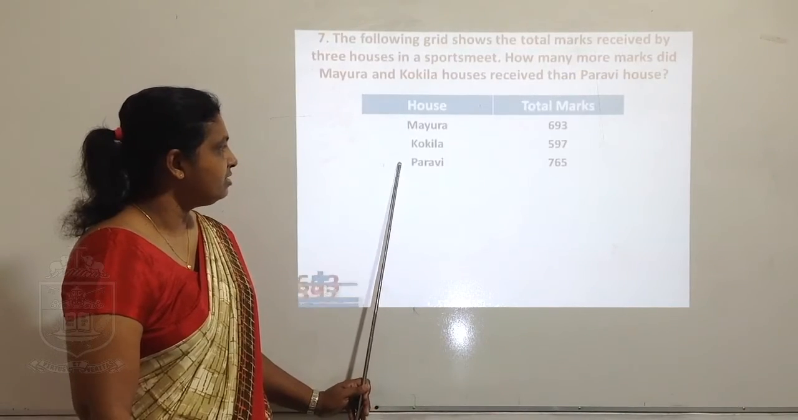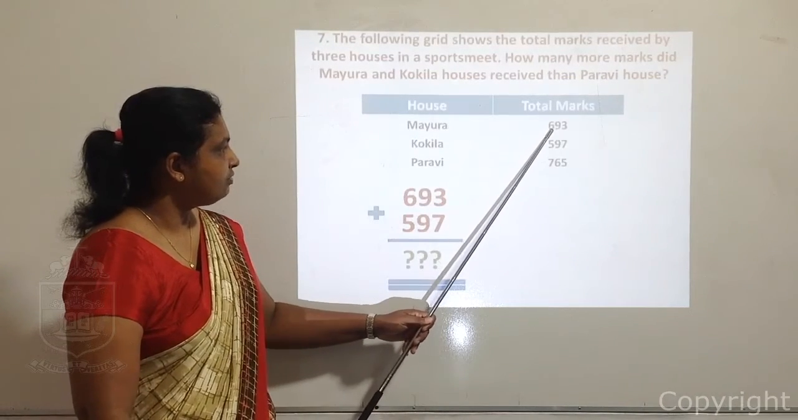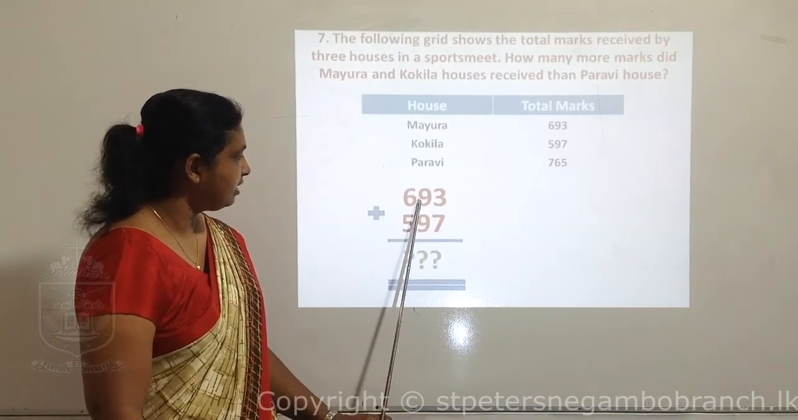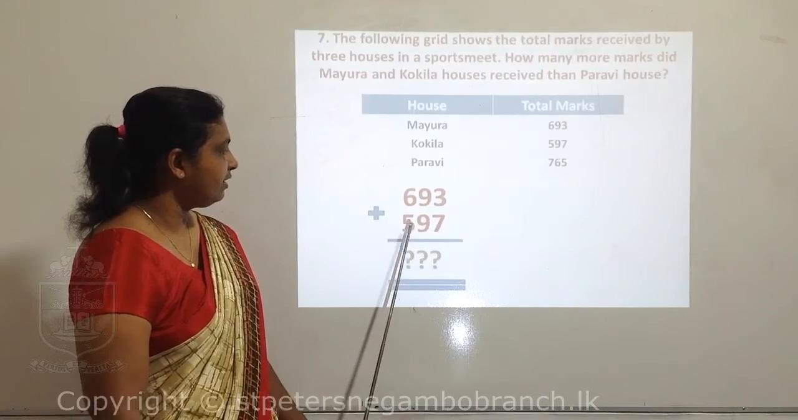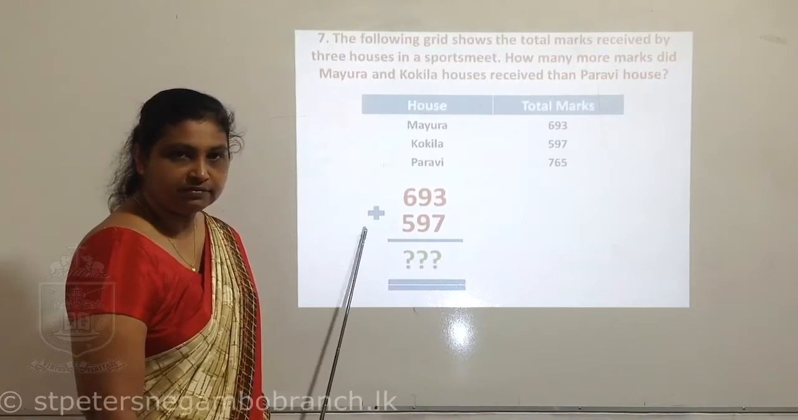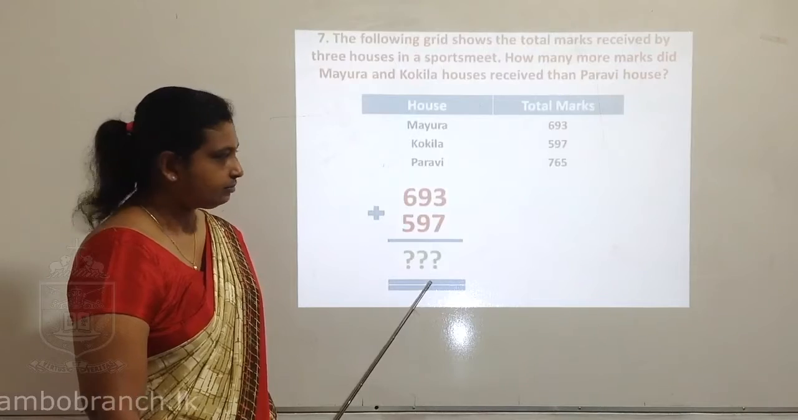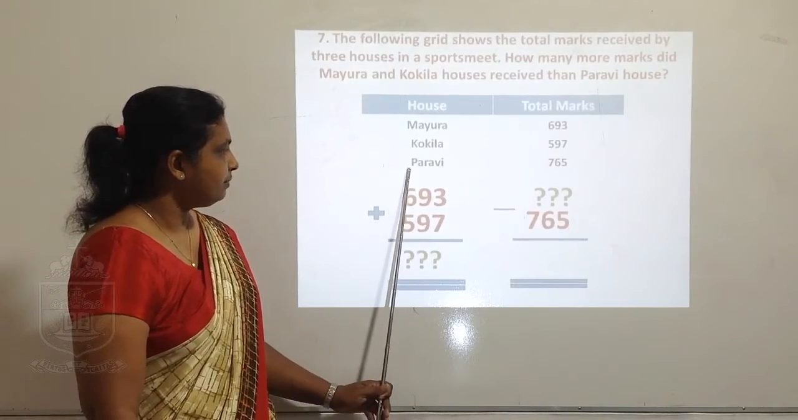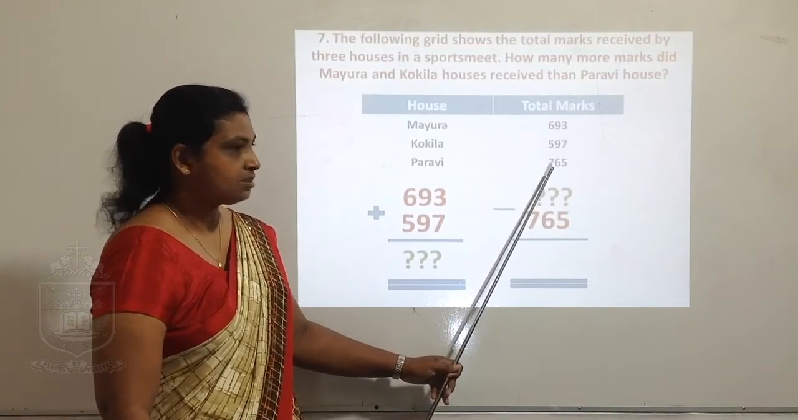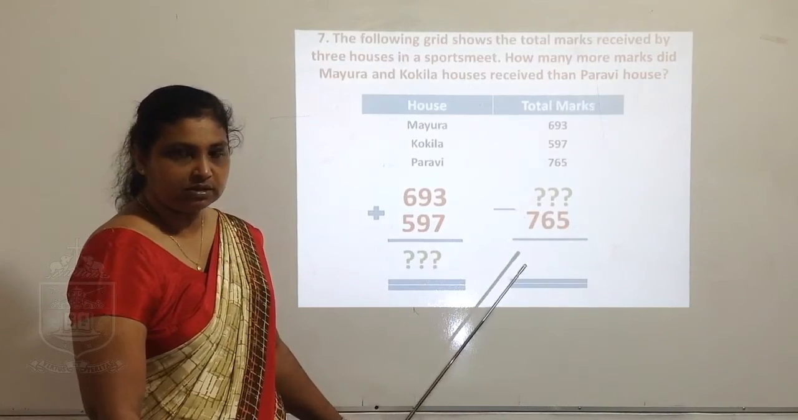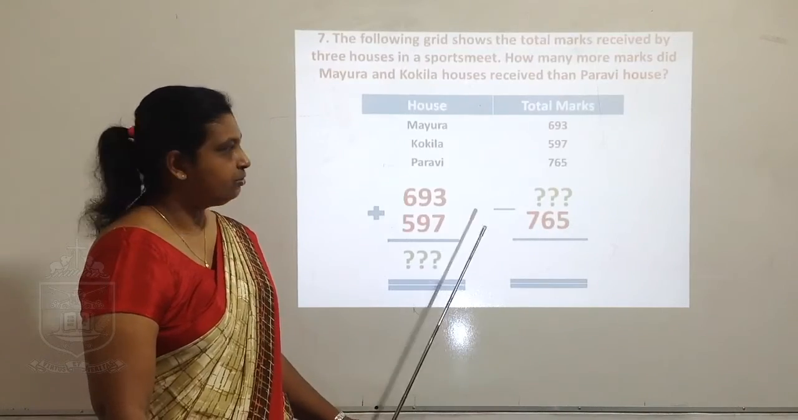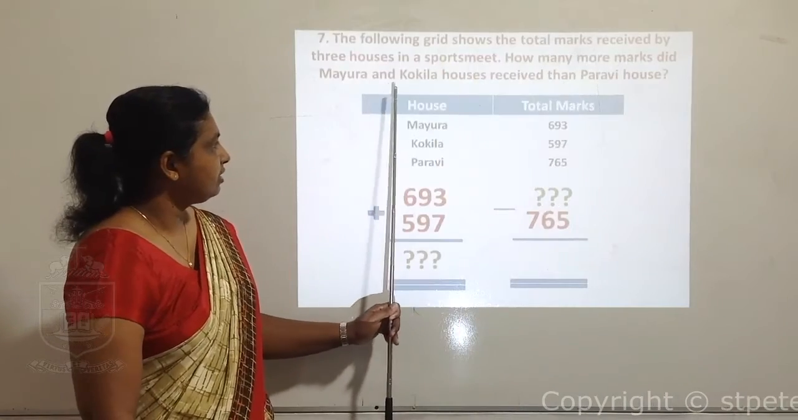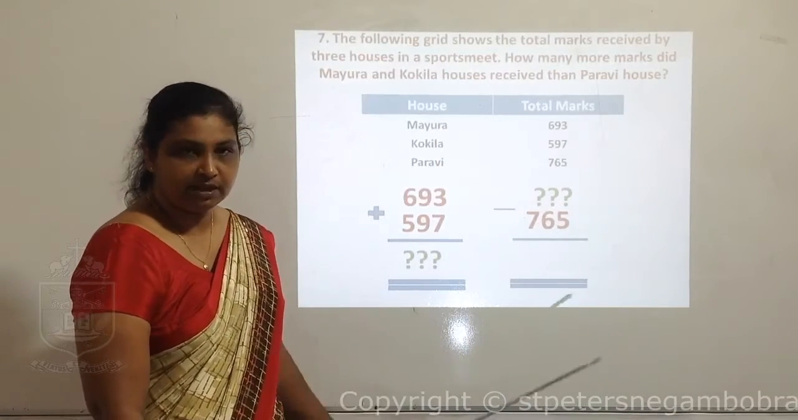So the first part is, you have to get the total of this Mayura house and Kokila house. Mayura 693, Kokila 597. So after adding, you get the total. Then the second part is, from this total, you have to subtract the marks that Paravi house got. Then after subtracting, you get the answer. More marks did Mayura and Kokila houses receive than Paravi house.